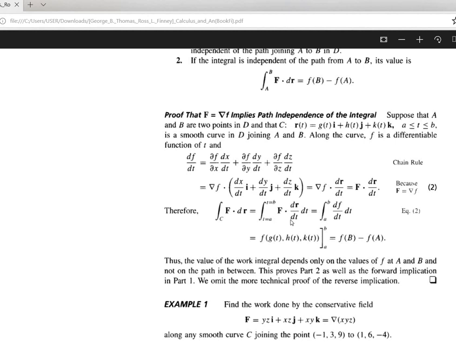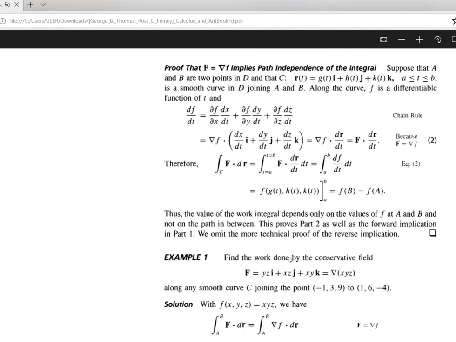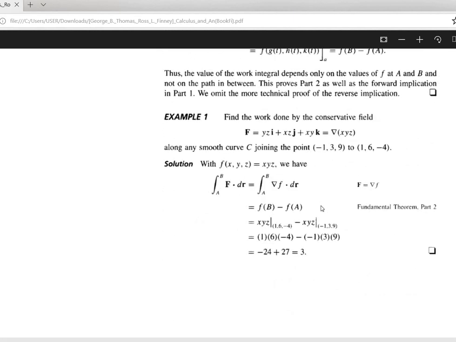How will you calculate that? F dot dr by dt equals df by dt, so the integral of df by dt into dt is f of g(t), h(t), k(t) evaluated from a to b. That is f(B) minus f(A). So we can see that this is path independent and the value is equal to f(B) minus f(A). The converse we are not considering.